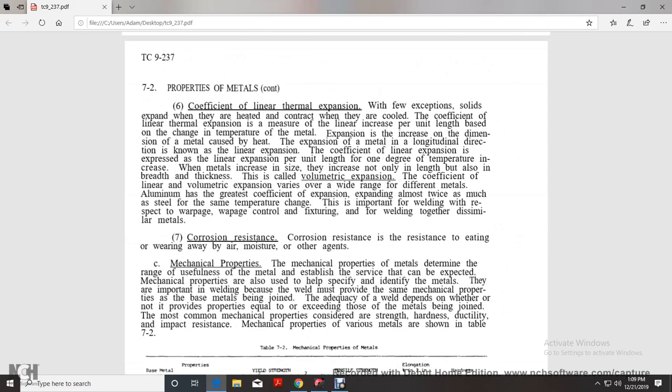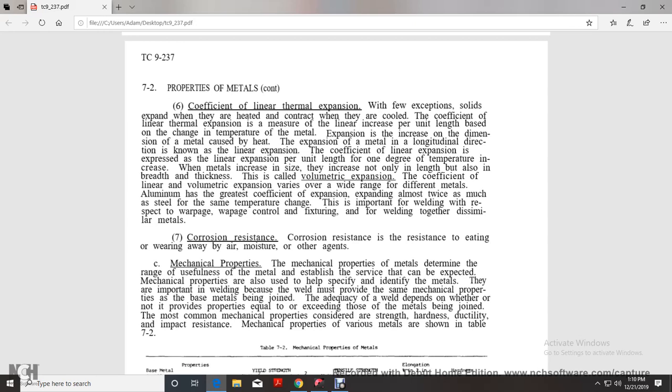Coefficient of linear thermal expansion. With a few exceptions, solids expand when they are heated and contract when they are cooled. The coefficient of linear thermal expansion is measured as the linear increase per unit length based on the change of temperature of the metal. Expansion is the increase of the dimension of the metal caused by heat. The expansion of the metal in the longitudinal direction is known as linear expansion. The coefficient of linear expansion is expressed as linear expansion per unit length per 1 degree of temperature.